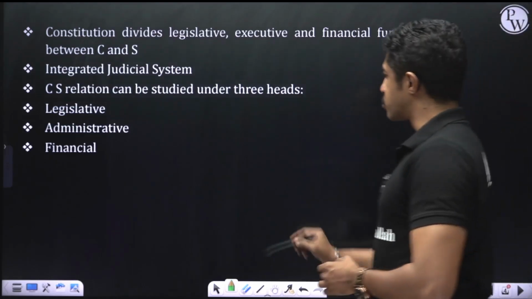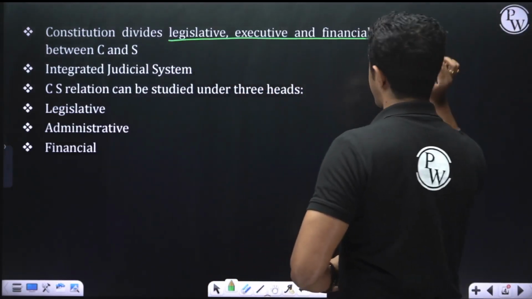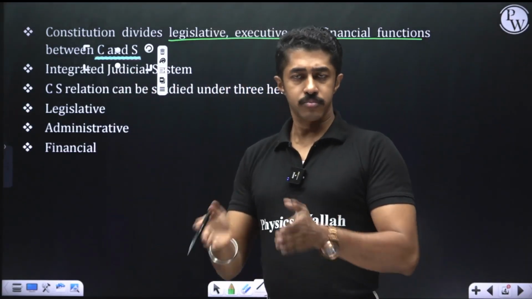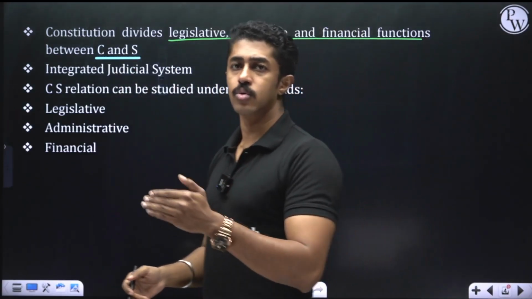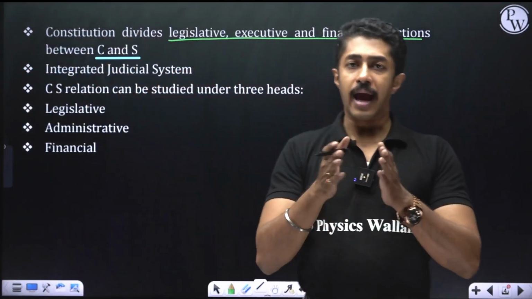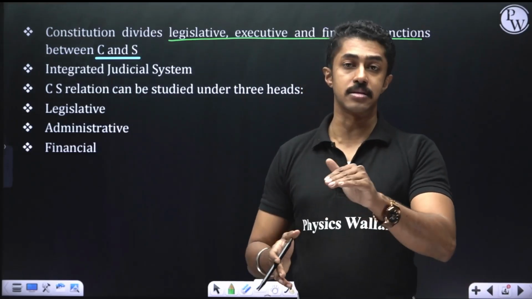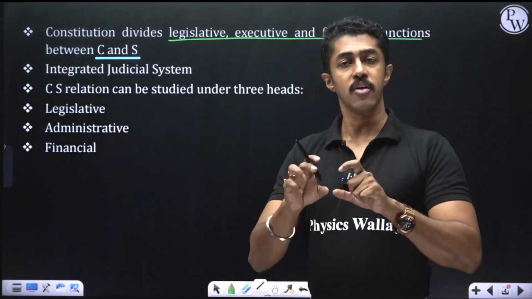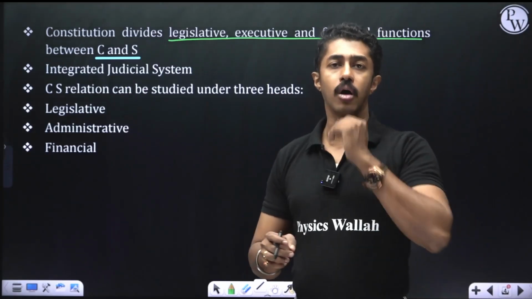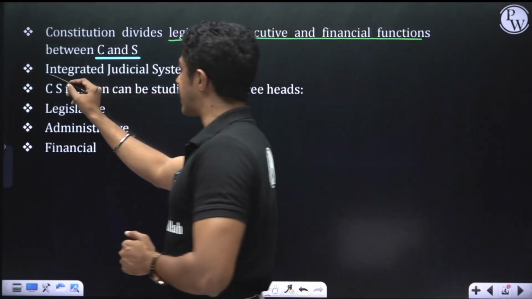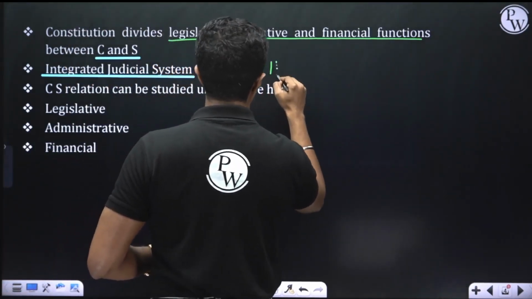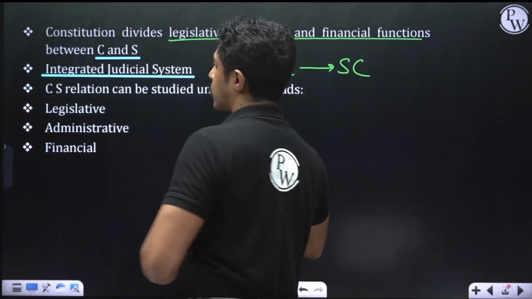So, the Constitution divides legislative, executive, and financial functions between center and states. It is true, there is a clear division between what the center can do and what the states can do in terms of legislative, executive, and judicial functions. As far as legislative subjects are concerned, we have this under the 7th schedule: central list or the union list, state list, concurrent list. Then we have an integrated judicial system where we have the lower courts, then the high courts, and above all of it, the Supreme Court.